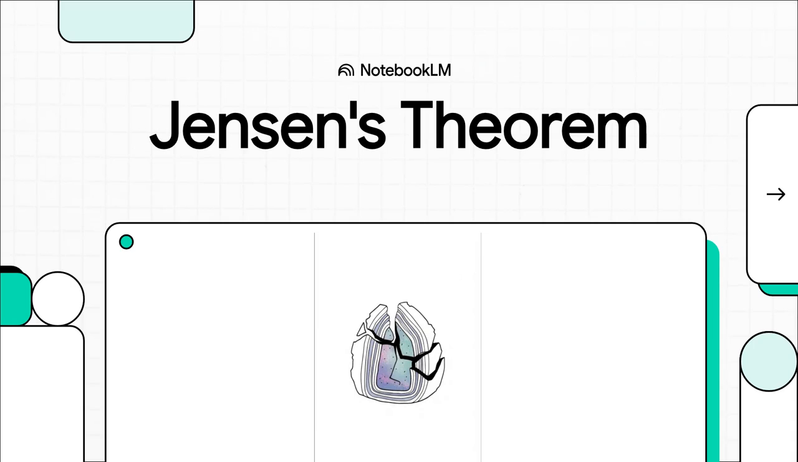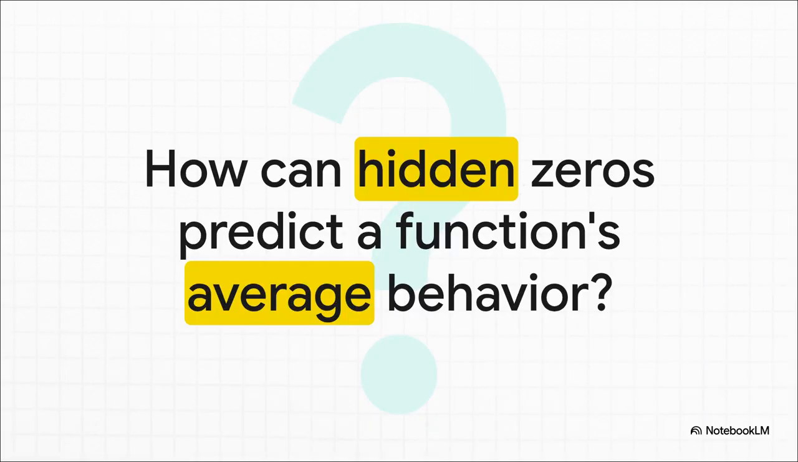All right, today we're diving into one of the most beautiful and, frankly, mind-bending results in all of complex analysis, Jensen's theorem. It's this incredible piece of mathematics that shows how a function's deepest secrets, its inner life, are written all over its face. And this really gets us to the central mystery we're tackling. How on earth can the very specific hidden spots where a function hits zero, deep inside some circle, tell you exactly what its average value is on the edge of that circle? I mean, it sounds kind of like magic, doesn't it?